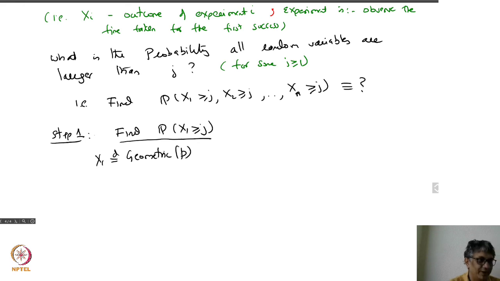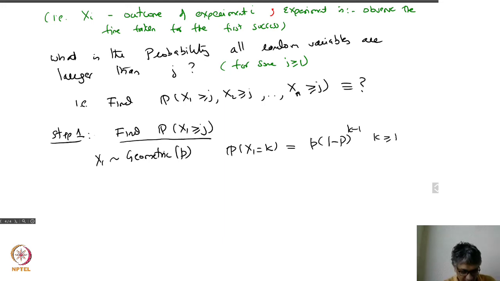X1 has the same law as geometric p, right? So I've been using tildes. So x1 has the same law as geometric p. That means the probability that x1 equals some k is p times (1 minus p) to the k minus 1, for k bigger than or equal to 1. The k minus 1 indicates there are k minus 1 failures and a success at the kth trial. So the probability mass function is given by this for all k.